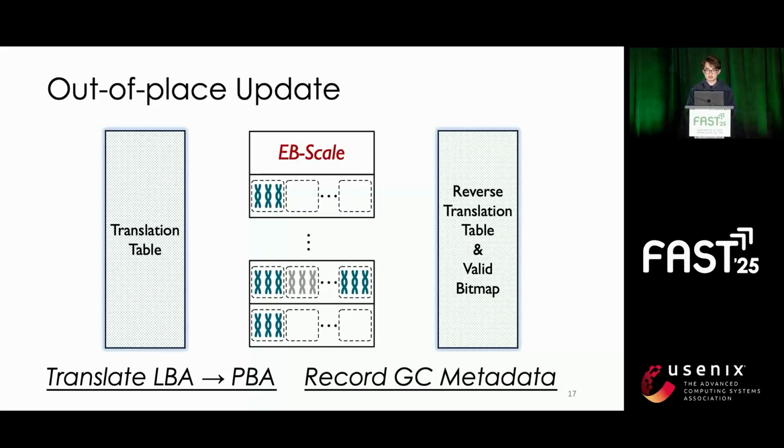However, because of the EB scale data stored in the DNA block device, the metadata, including the translation table, reverse translation table, and the valid bitmap, are also in PB scale.